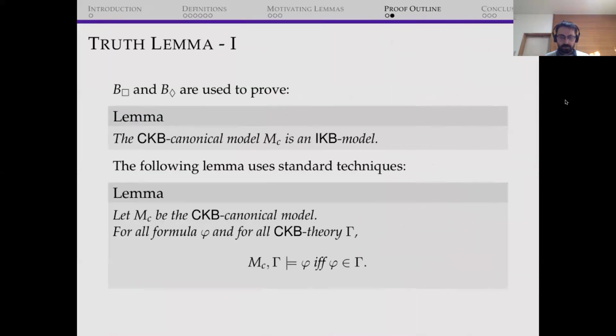Sorry, this also shouldn't have been on one here. Forgot to erase it. So the first thing we show is that the CKB model is going to be an IKB model. We use the B diamonds, the B axioms, to show that these models are going to be symmetric, and we also use it to show that the confluence actually holds here, which is the key proof of the lemma.